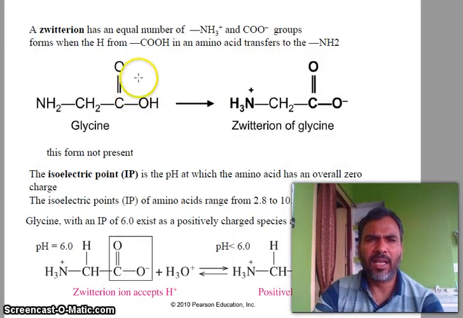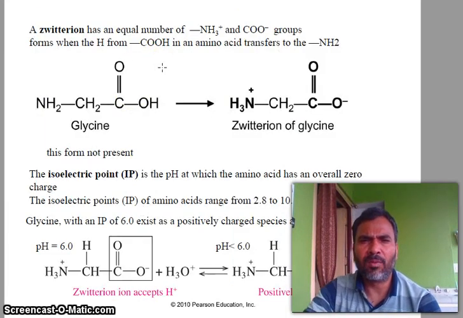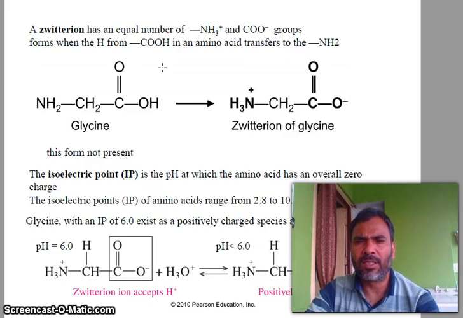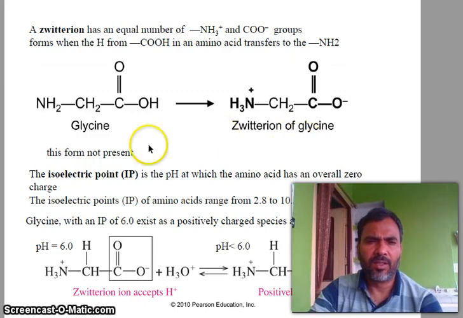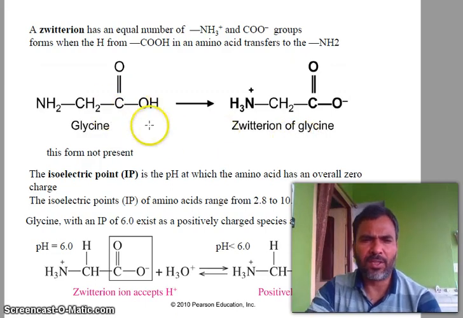A zwitterion has an equal number of NH3 plus and COO minus groups. It forms when hydrogen from the COOH group in an amino acid transfers to the NH2. So this is glycine, this hydrogen is transferred to this nitrogen. So it becomes the zwitterion of glycine. This other form is not present.